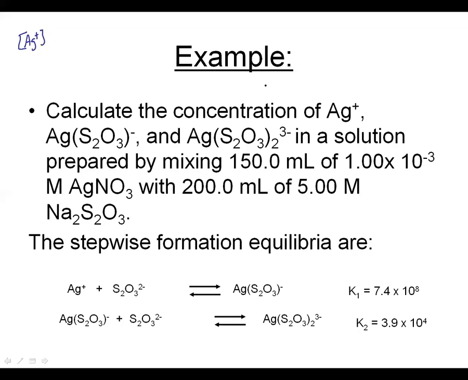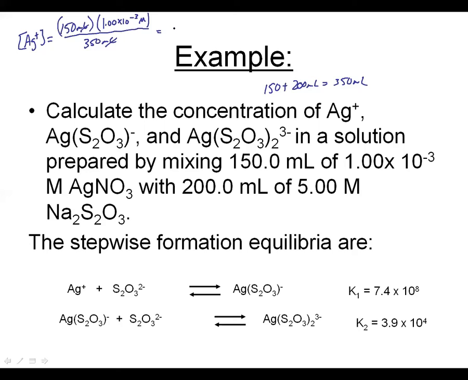So we are mixing 150 milliliters plus 200 milliliters, which gives us a total volume of 350 milliliters. So again, you can use M1V1 equals M2V2 here. Our silver nitrate would be 150 milliliters. We're going to use a molarity of 1.10 to the minus 3, and divide it by our total volume of 350 milliliters. Again, the milliliters are going to cancel.